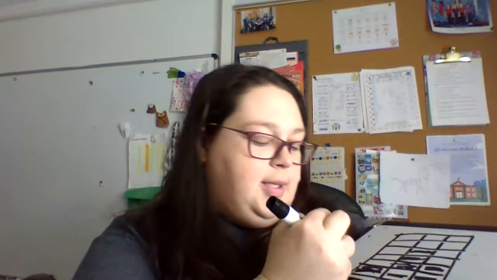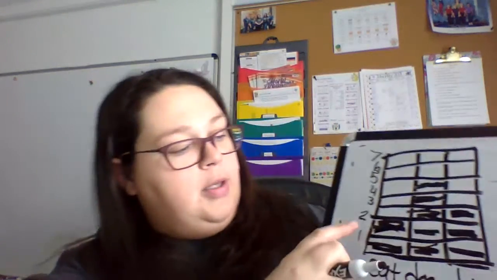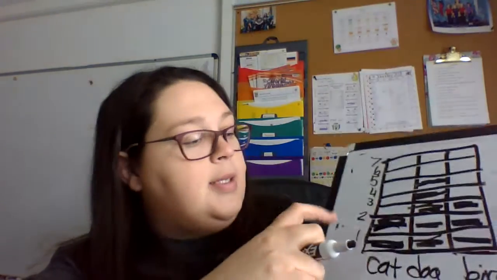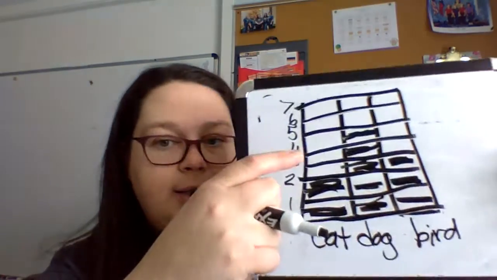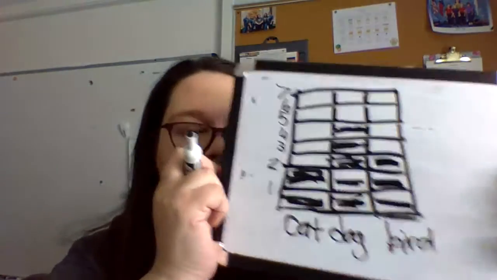So you would know that this is 3, 4, 5, 7. So we would know 2 people here liked cats. We know that 5 people here liked dogs, and we know that 3 people liked birds. That's still 10 people, okay? That is a bar graph.